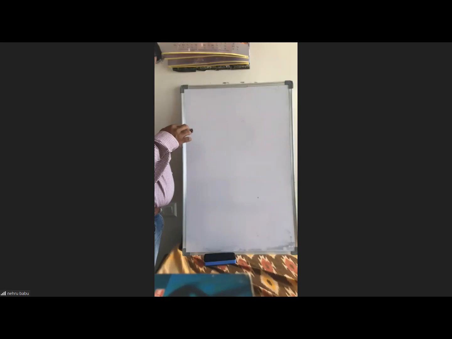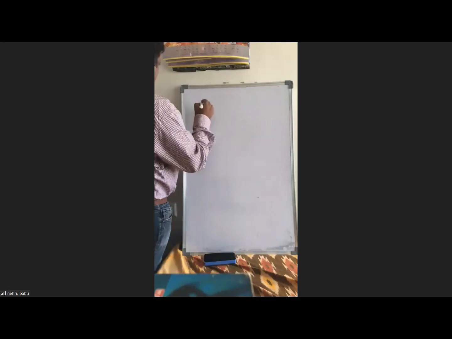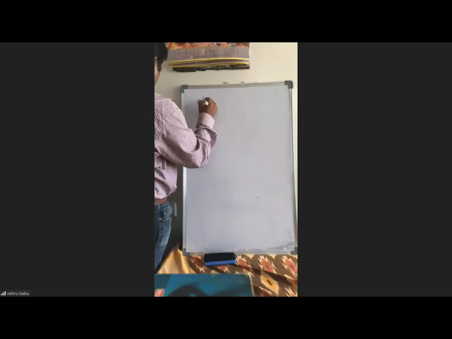38 and 46 are yours. Now the 38 question is what? Sin power 6 theta plus cos power 6 theta. Sir, sorry, it is 39, sir, not 38.